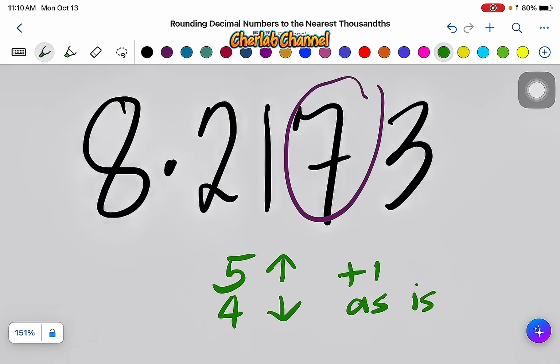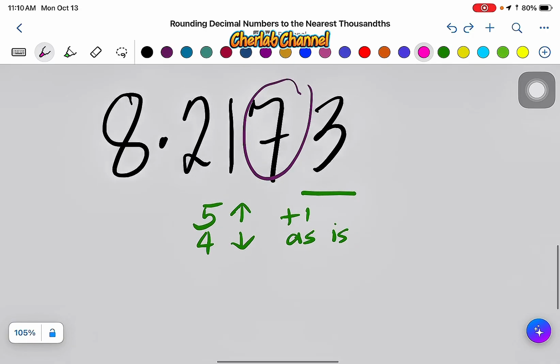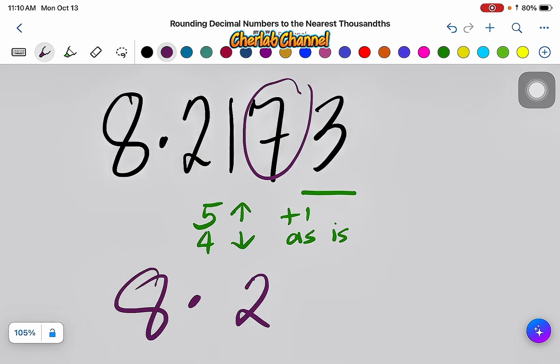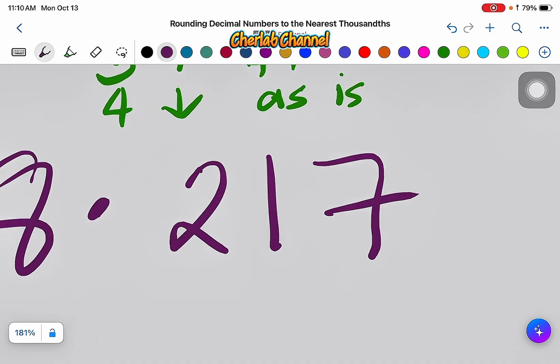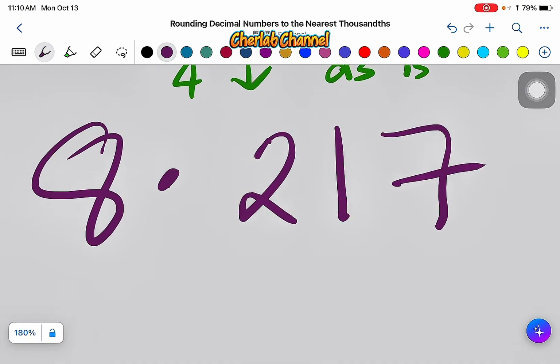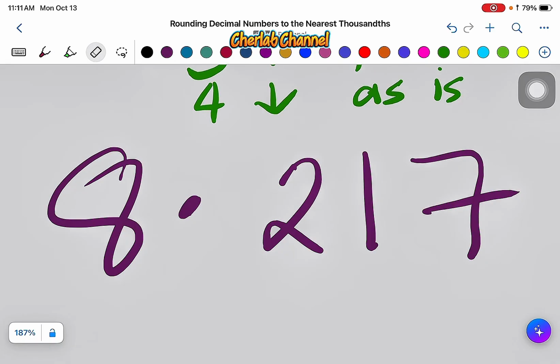Okay? So, given that ang katabi niyang kapitbahay sa kanan ay si 3 at ang 3 ay mababa, ibig sabihin we will remain as is. So, the rounded number for 8.2173 would be 8.217. Okay? Tatanggalin na natin si number 3 because nga nag-round off tayo in the thousandths place, kaya si 7 lang ang ating inayos. Okay. 8 and 217 thousandths.